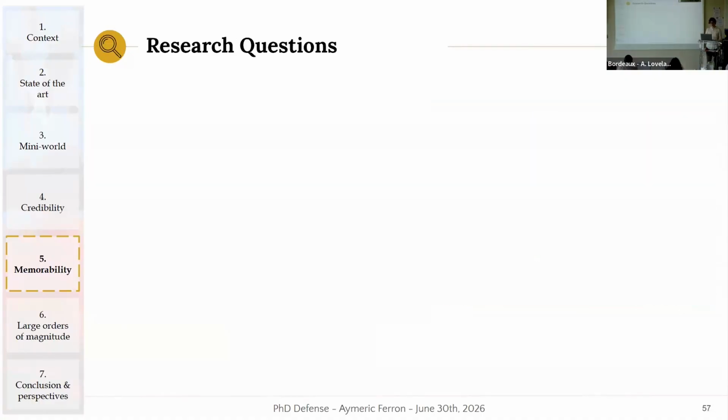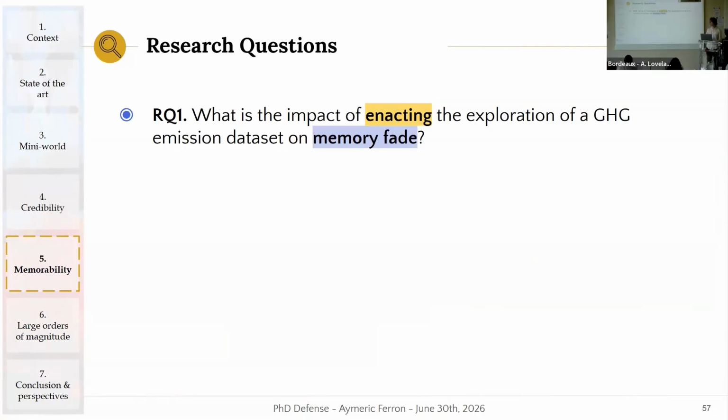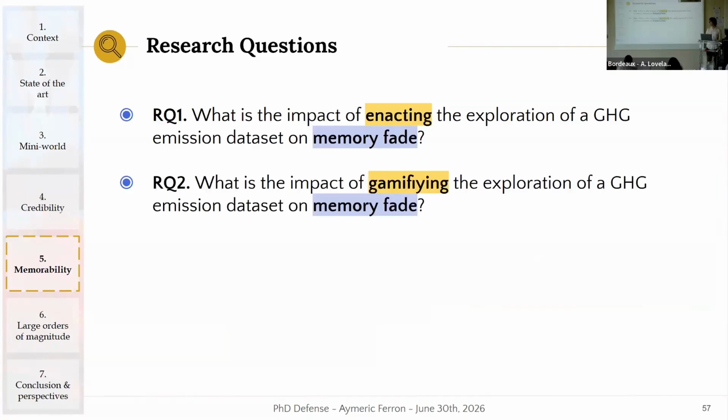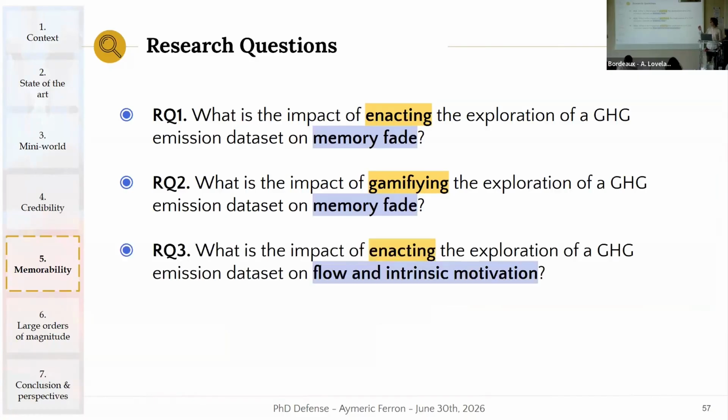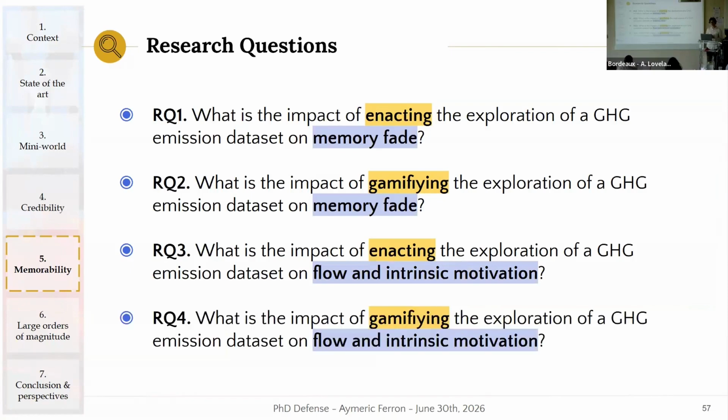So we got several research questions. First, what is the impact of enacting the exploration of greenhouse gas emission on memory fade? Then what is the impact of gamification on memory fade? And we were also interested in some engagement measures. And here we measured flow and intrinsic motivation. So what is the impact of enactment on flow and intrinsic motivation? And what is the impact of gamification on flow and intrinsic motivation?